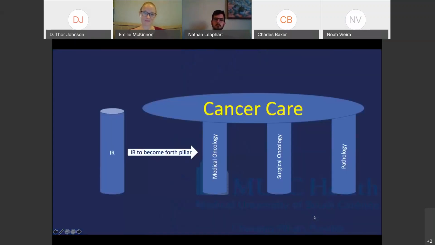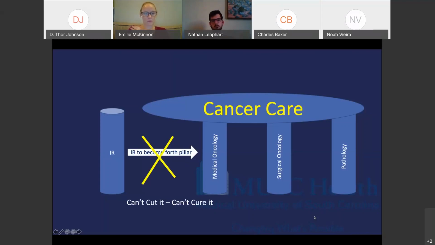So at the time, it looked like maybe IR would become the fourth pillar of cancer care. You've got pathology, you've got surgical oncology, and you've got medical oncology. But there was a real problem with this back in the 1960s in that the oncologists think cancer is a systemic disease and all we do is local stuff. So we're not helping them at all in terms of their beliefs.